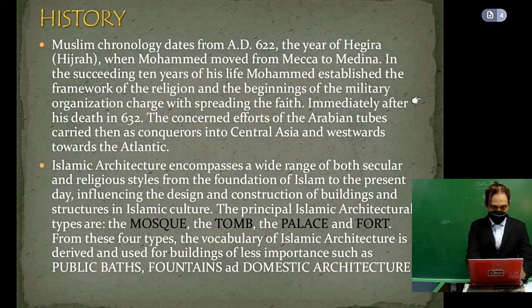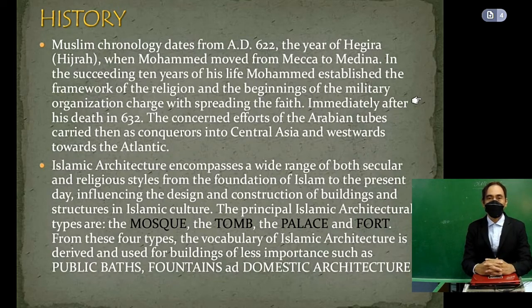Islamic architecture encompasses a wide range of both secular and religious styles from the foundation of Islam to the present day, influencing the design and construction of buildings and structures in Islamic culture. The principal Islamic architectural types are the mosque, the tomb, the palace, and the fort. From these four types, the vocabulary of Islamic architecture is derived and used for buildings of less importance, such as public baths, fountains, and domestic architecture.